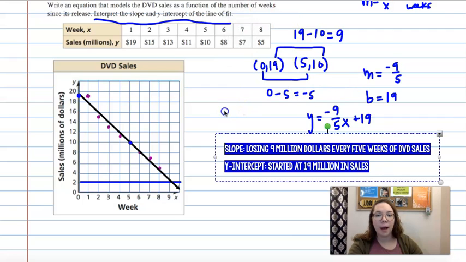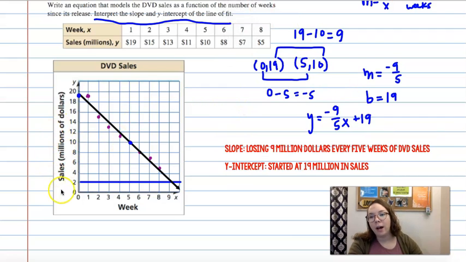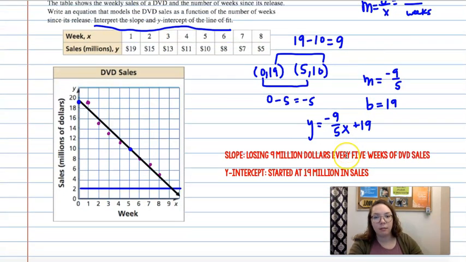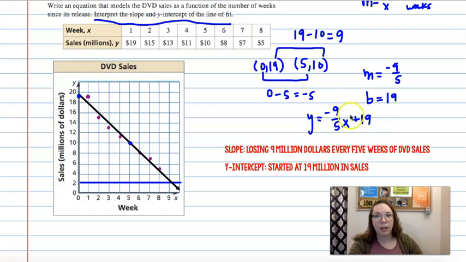Okay, so you're just kind of putting it back in context. So y was how many millions of dollars I was making each week. So this was down 9 every 5 weeks. And we started at 19 million.